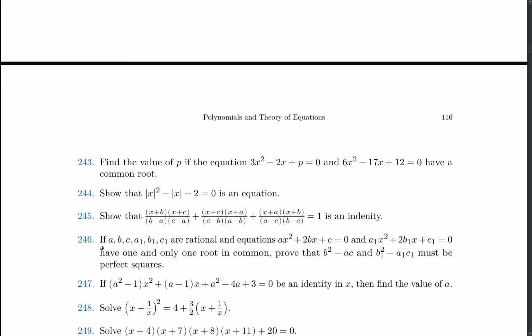Question 246 says that if a, b, c, a1, b1, c1 are rational and equations ax square plus 2bx plus c is equal to 0 and a1x square plus 2b1x plus c1 is equal to 0 have one and only one root in common, prove that b square minus ac and b1 square minus a1 c1 must be perfect squares.